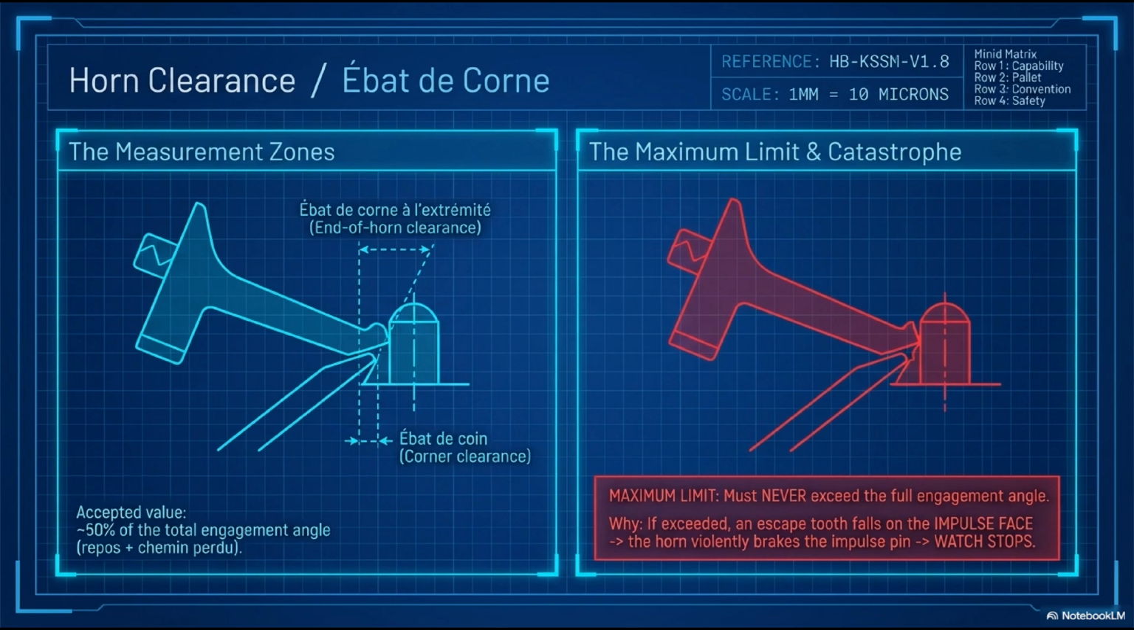This is absolute. Correction for excessive horn clearance: move the banking pins closer together. This reduces the total fork travel range, bringing the horns geometrically closer to the impulse pin in the rest position. Less room to move before the horn contacts the pin. Correction for insufficient horn clearance: move the banking pins further apart. More travel range, more clearance.